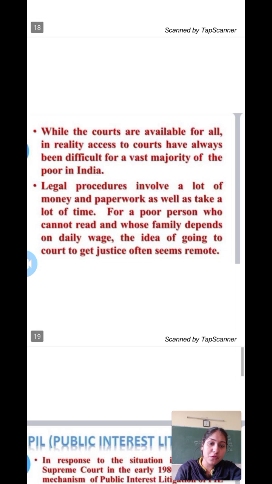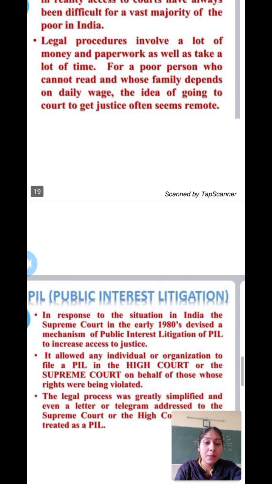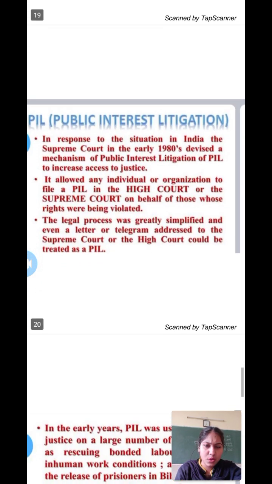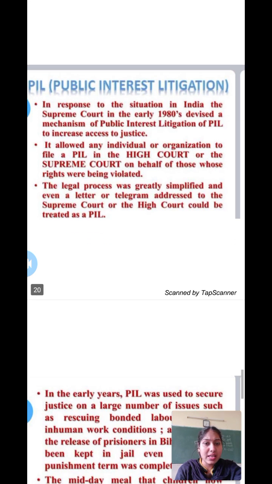So what is the solution for this? If access to court is becoming difficult for poor people, then there should be some solution. The solution is public interest litigation. What is PIL? The full form of PIL is public interest litigation. In response to the situation in India, the Supreme Court in the early 1980s introduced the mechanism of public interest litigation to increase access to justice. This was the solution found by the court.